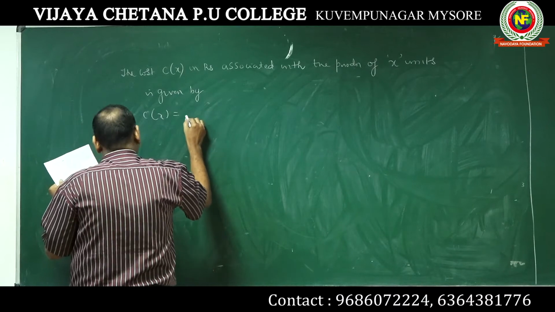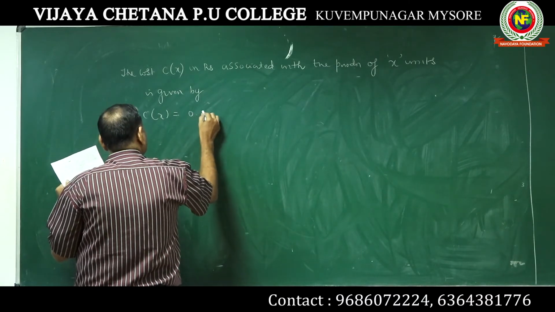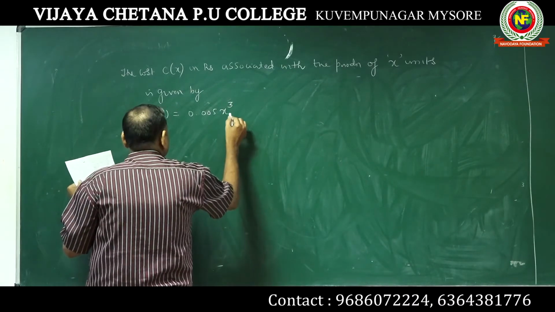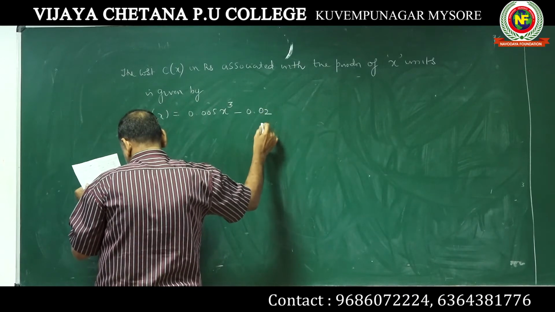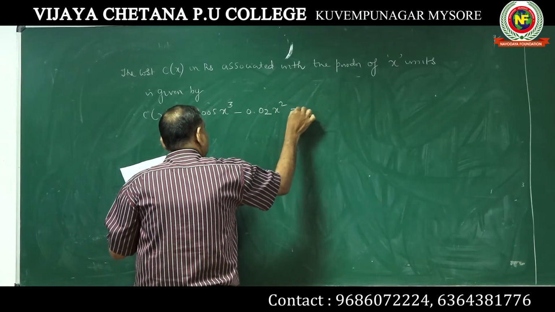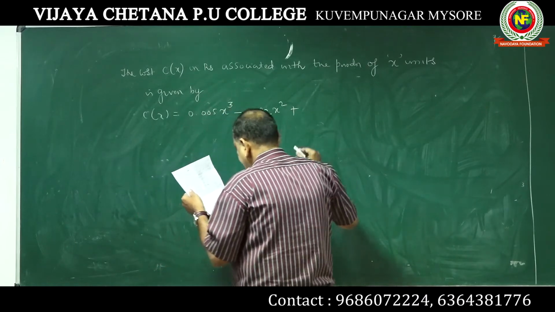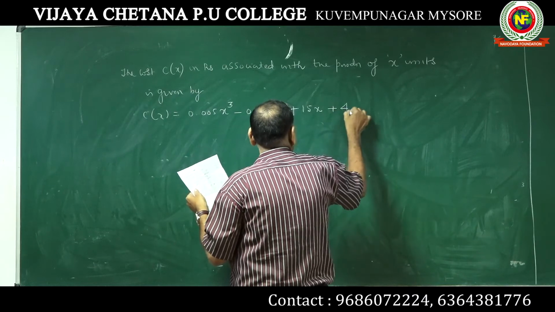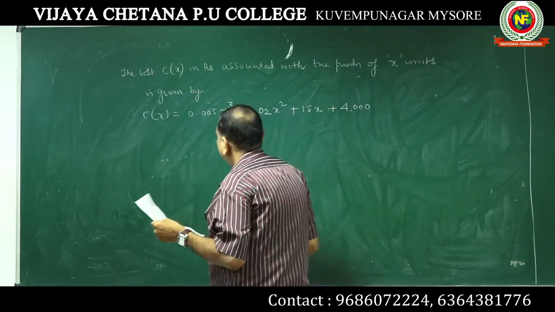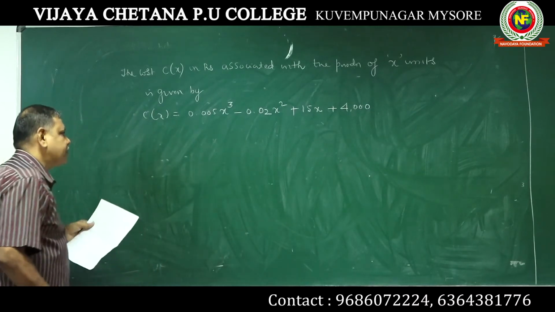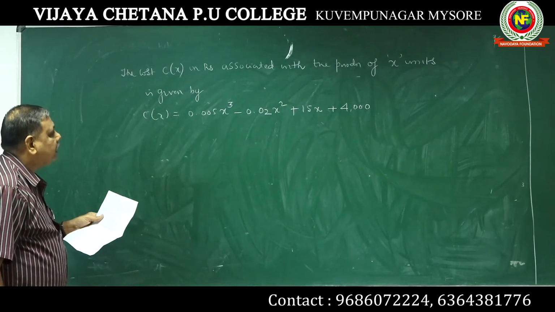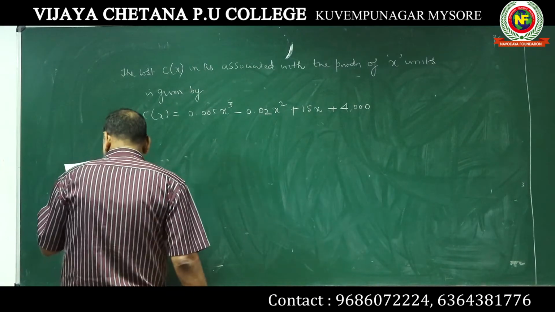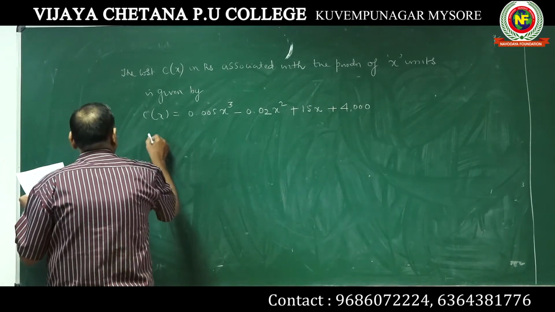equal to 0.005 x cube minus 0.02 x square plus 15x plus 4000. C of x is 0.005 x cube minus 0.02 x square plus 15x plus 4000. Okay, 4000.